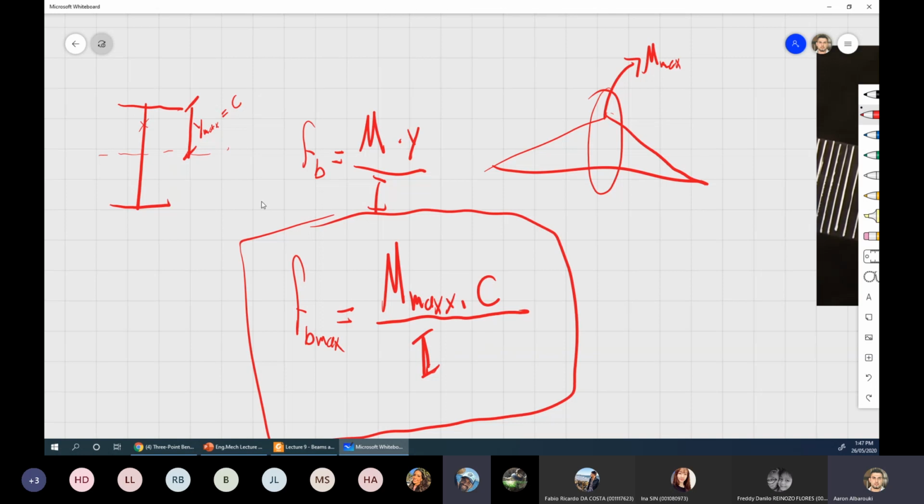Aaron, can I consider that this C would be equal to half of the depth of the beam? You can, as long as your shape here is symmetric, correct? Which is all the examples we were coming across. This shape will be symmetric up and down, so you can always assume. I don't want to tell you, that's why I'm not saying this as a formula or a rule for you, Paula. I understand.